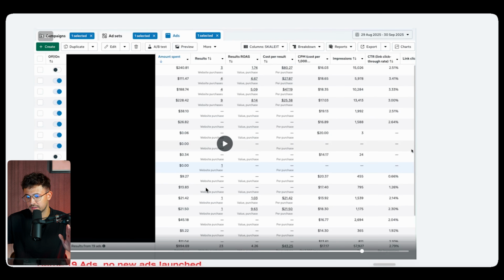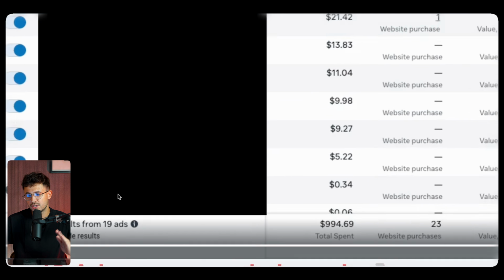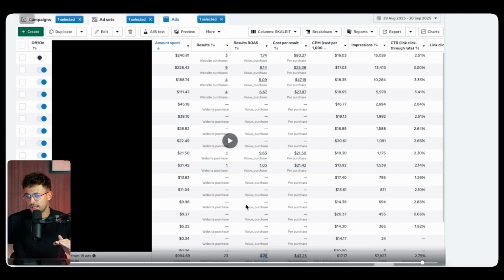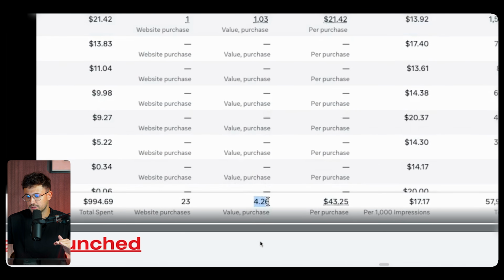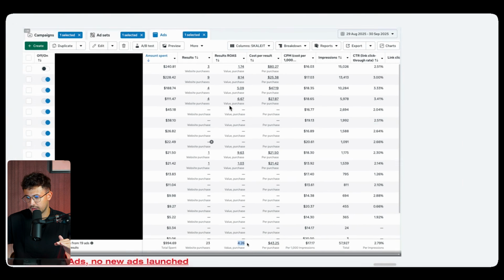Without changing anything, you still see 19 creatives before and 19 ads after. Nothing changed in terms of ads. Nothing literally changed in the campaign. We just turned off the ad. And as you can see, the ROAS went up to 4.26. Let me show you again.